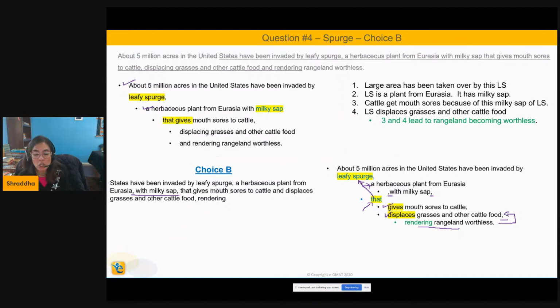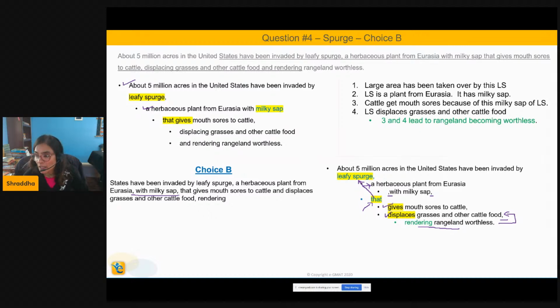That's my preceding clause that I have in the sentence. That displaces grasses and other cattle food, and because that happens, the rangeland becomes worthless. Now, many of the students reject choice B because they say, hey, all this while you were saying, pay attention to the meaning, pay attention to the meaning. But is not choice B changing the meaning by saying that it is the leafy spurge that gives mouth sores, but not the milky sap?